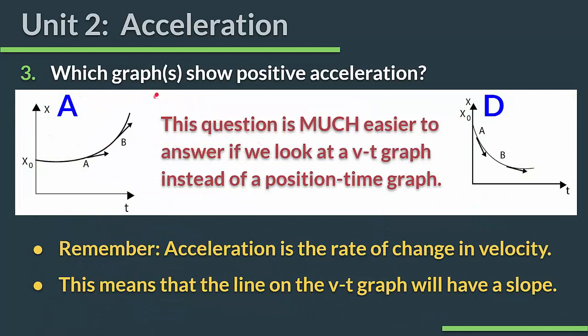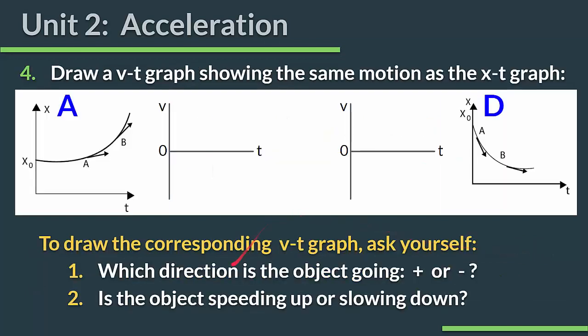By the way, this particular question is a lot easier to answer if we look at a VT graph instead of a position time graph. We haven't looked at those yet for acceleration, so we're going to go ahead and do that. Remember, acceleration is the rate of change in velocity. This means that the line on our VT graph will have a slope. In our last unit, we had horizontal lines on our VT graph because last unit, all of our velocities were constant.